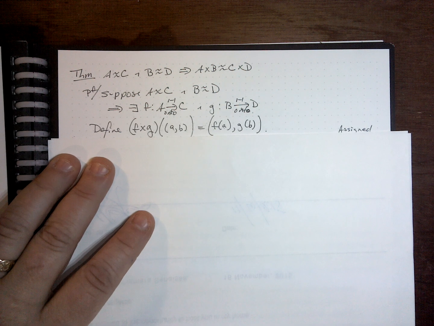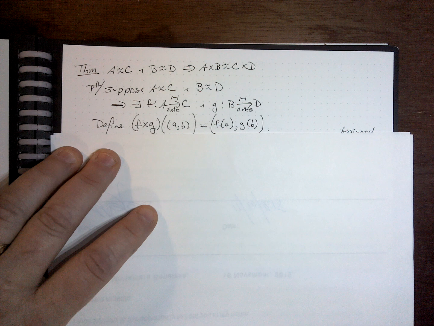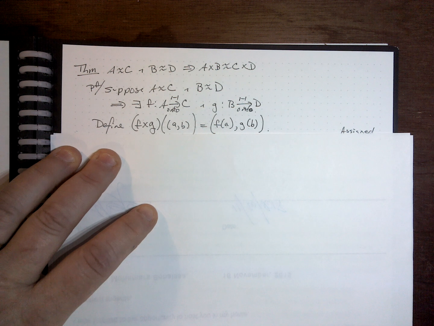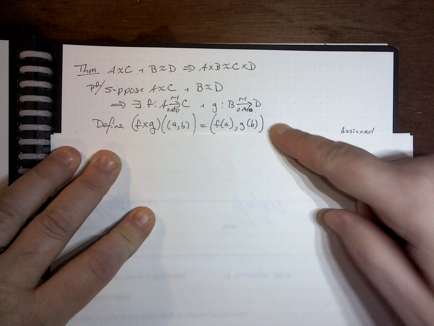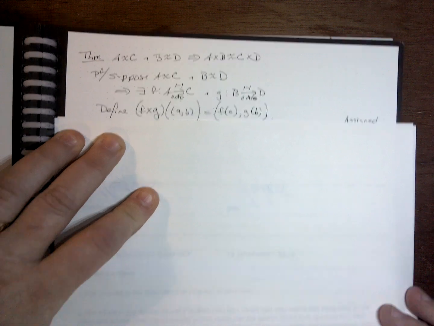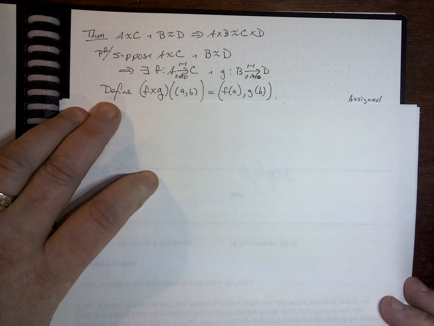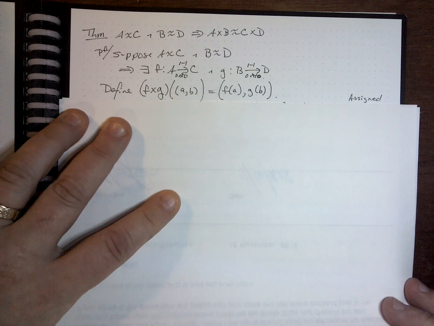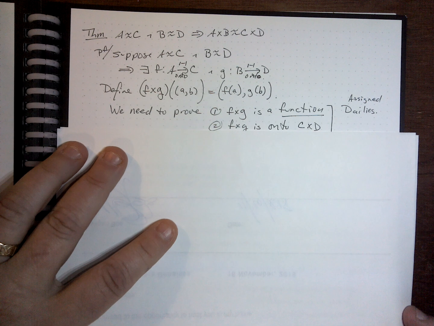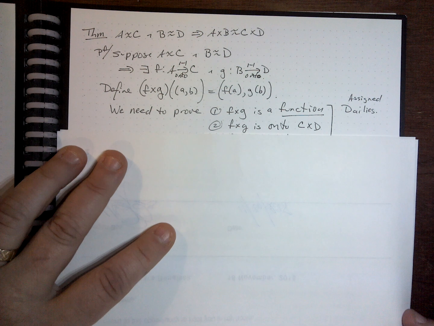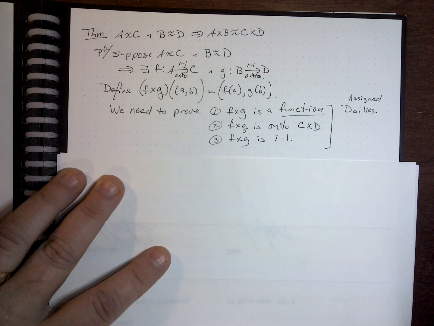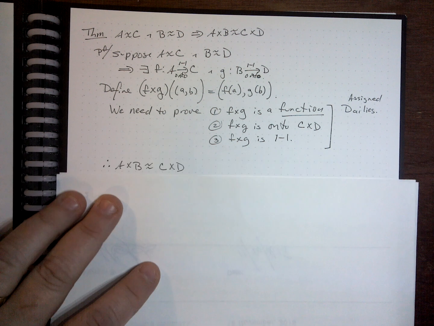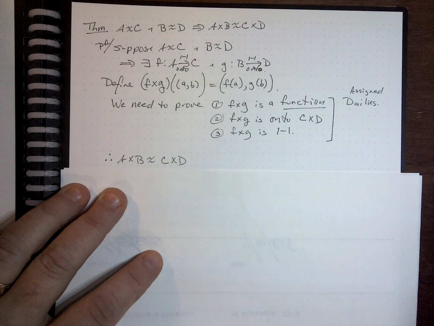I will construct this function, F cross G. That's my new symbol for it, and it's defined to take the ordered pair A comma B to F of A comma G of B. Yeah, this right here that I can't pronounce because I'm getting tongue-tied. Now, one of your assignments is to prove that that is a function. That's one of your dailies. You also need to prove that it's onto. That's another daily. And you need to prove it's 1 to 1. That's another daily. So since this function is 1 to 1 onto, then A cross B is equivalent to C cross D.